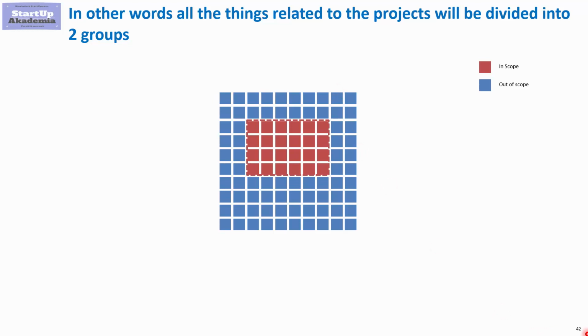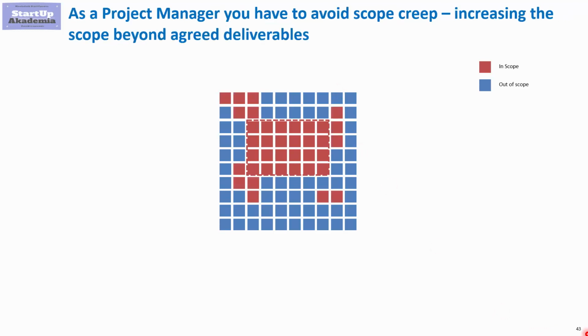Quite often you will experience the so-called scope creep. As you are doing the project, more and more things are being added to the scope. You have to be very careful to avoid such a situation, because usually those things will first of all mean that the cost goes up, and also it may cause the project to be delayed.